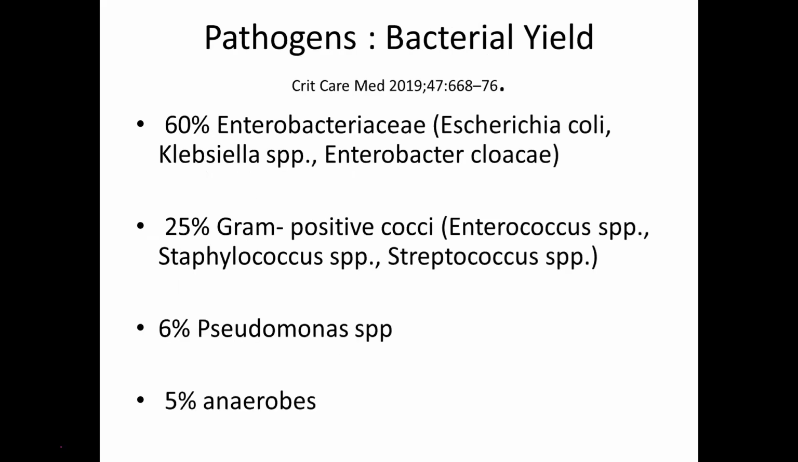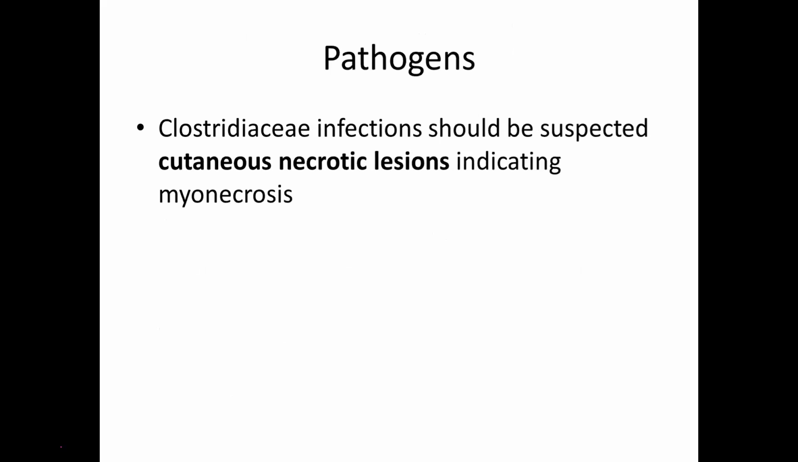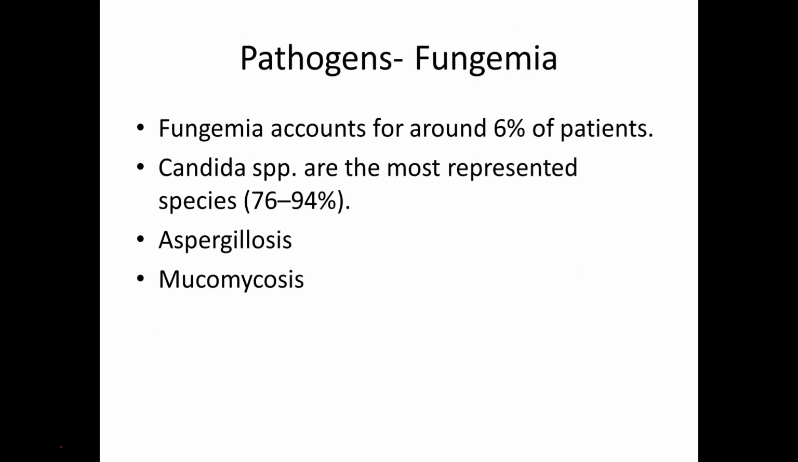If we look at the pathogens involved, 60% are Enterobacteriaceae, including Escherichia coli, Klebsiella species, and Enterobacter cloacae, and about 25% are gram-positive cocci: Enterococci, Staphylococci, and Streptococci. Six percent are Pseudomonas and 5% anaerobes. Okay, sometimes you may have associated cutaneous necrotic lesions, which could indicate myonecrosis.